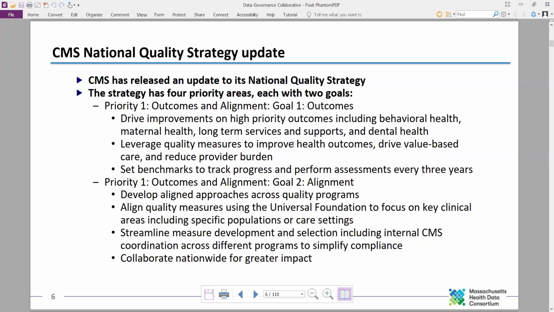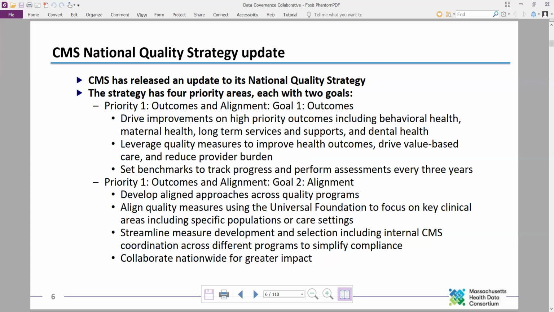So under outcomes, which is goal 1 of outcomes and alignment, they're looking to drive improvements everywhere, but they're particularly focusing on behavioral health, maternal health, long-term services and supports, and dental health.